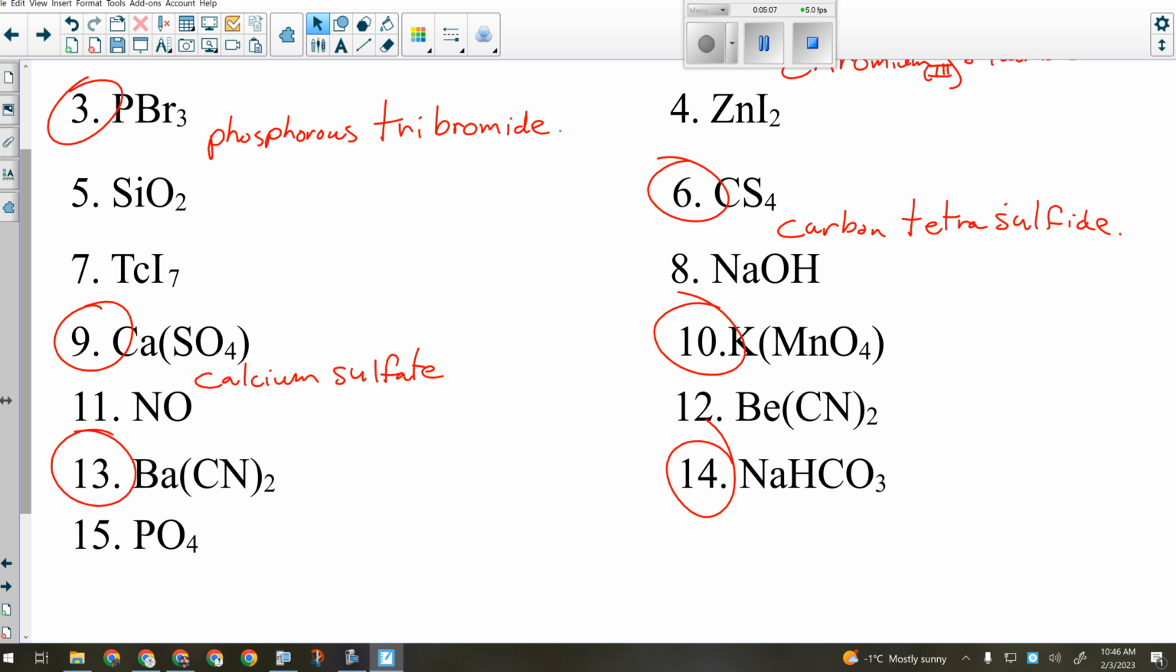All right, how many people have done number 10? For number 10, we've got another one with a polyatomic ion. So it's an ionic compound. K stands for potassium. And MnO4 is permanganate.